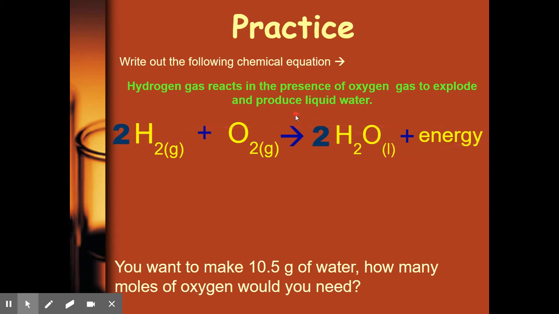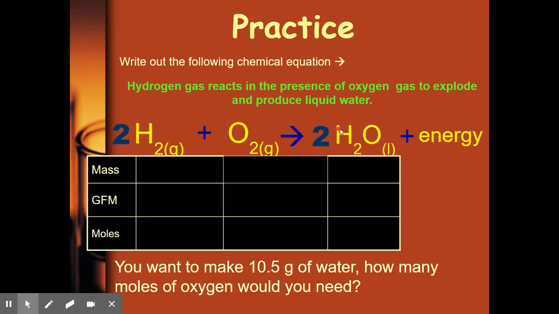So now we do that chart where we go mass, GFM, moles. So it looks like this. I did it in black today. Okay, and now we put in what we need to get to and what information they give us to start with. So we know we want to make 10.5 grams of water.